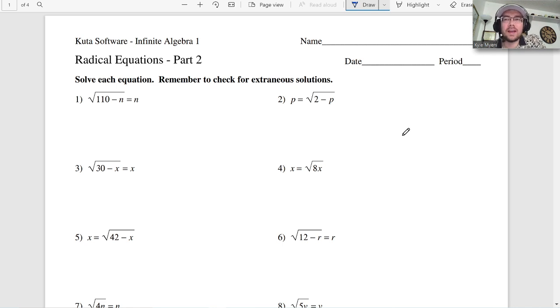This is Radical Equations Part 2, which really just means that the questions are going to be a little harder, but the method is probably going to be pretty similar. And if you're like, wait, what? What are you talking about?